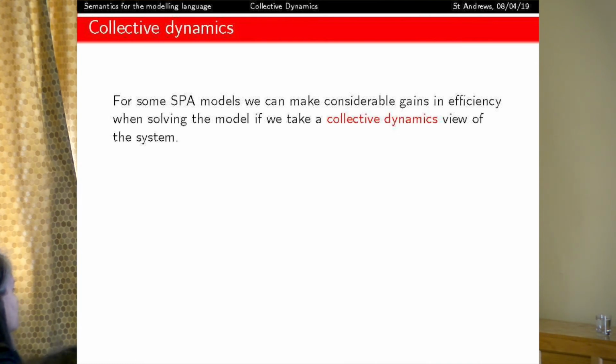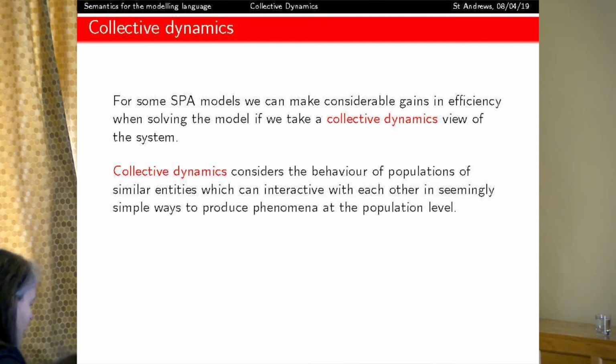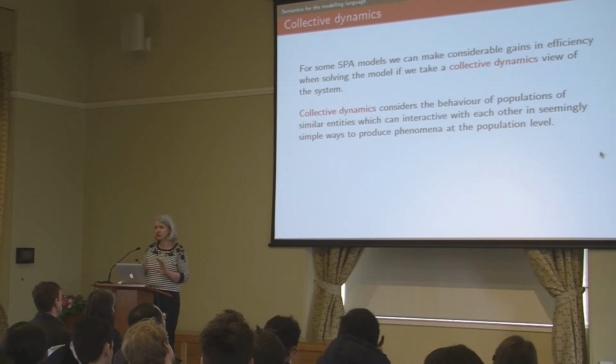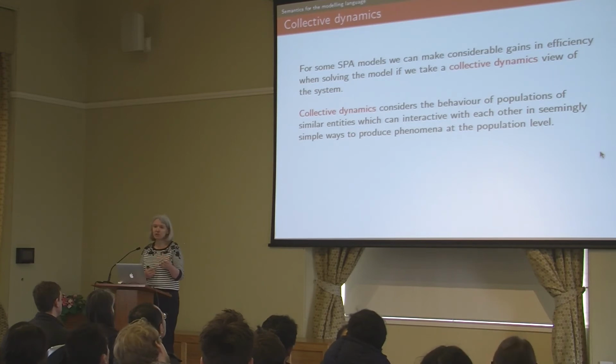So for some SPAs, we can go even further if we start to think about things in what we call collective dynamics. So we stop looking at individuals at all and start to think about populations. So we see collective dynamics, for example, in traditional models of disease spread. So you've perhaps seen what are called SIR models, susceptible, infected, recovered models, where you just look at the population and how the disease kind of flows through the population without caring at all about individuals. You just care about the proportion of the population who currently have the disease.